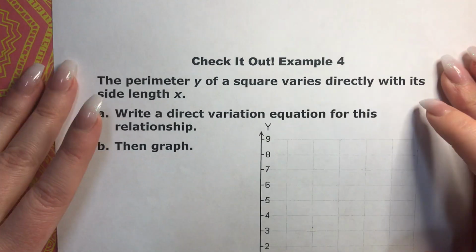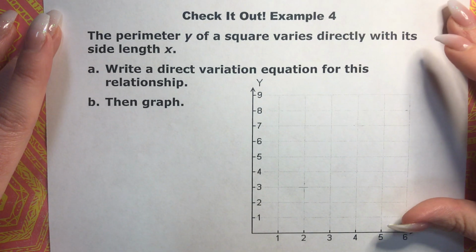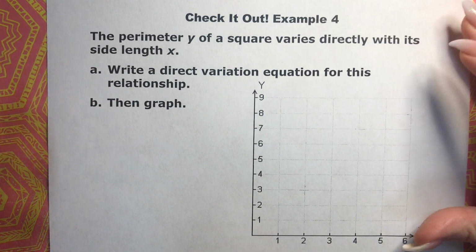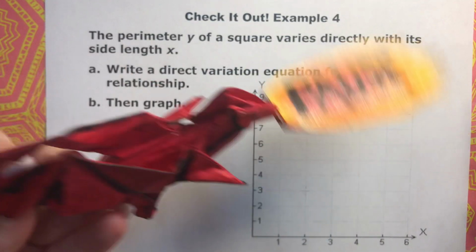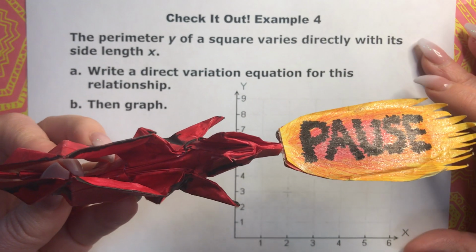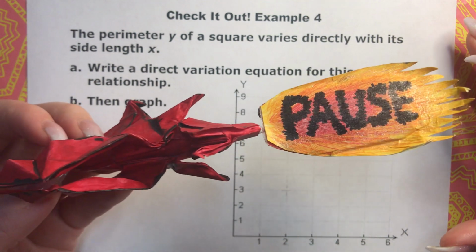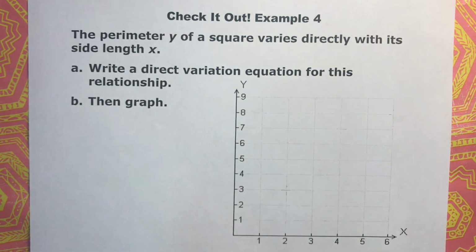All right, let's look at this next example. Check it out, example 4. I want you to go ahead and try this one on your own. So here's my friend. Where is my friend? Oh, here's the pause dragon, to remind you to pause your device. Go ahead and work this problem out. When you get done with it, press play and we'll go over it together. All right, see you in a bit.